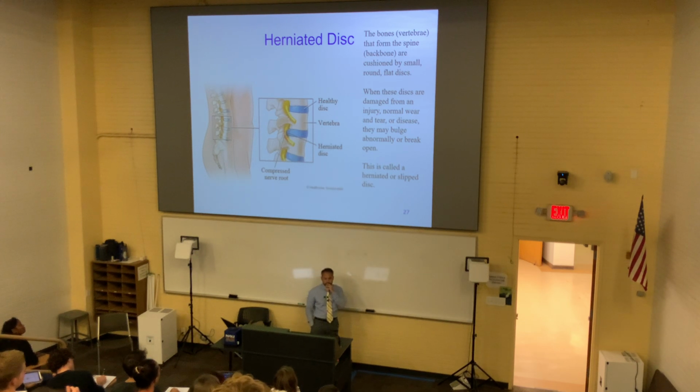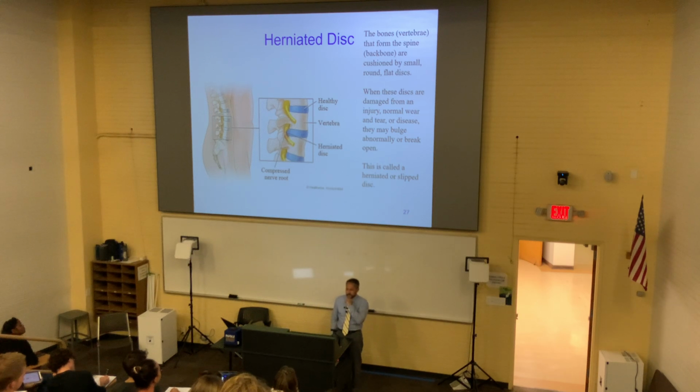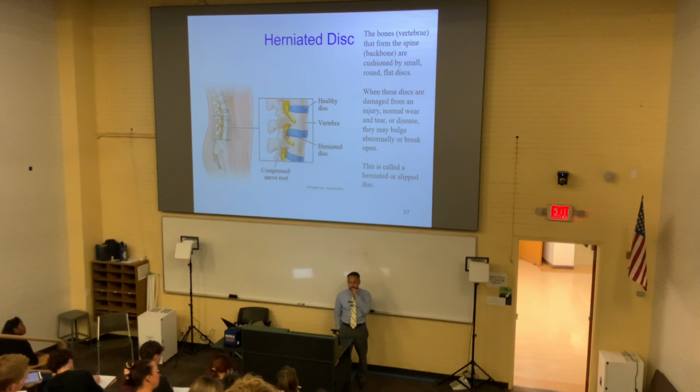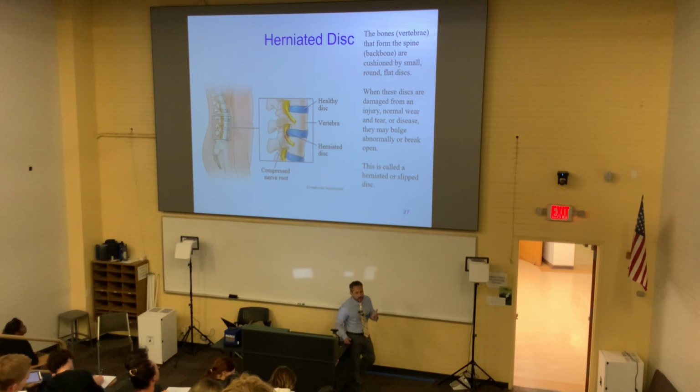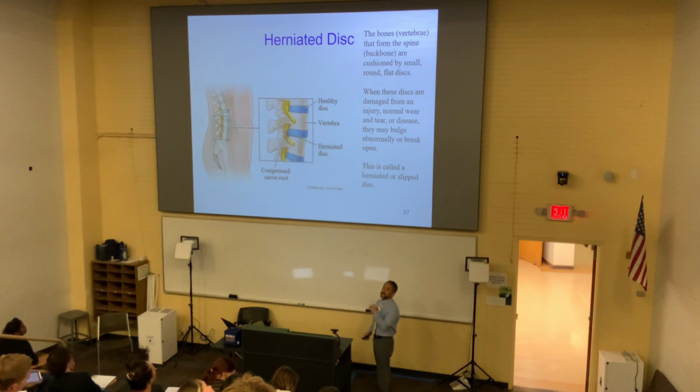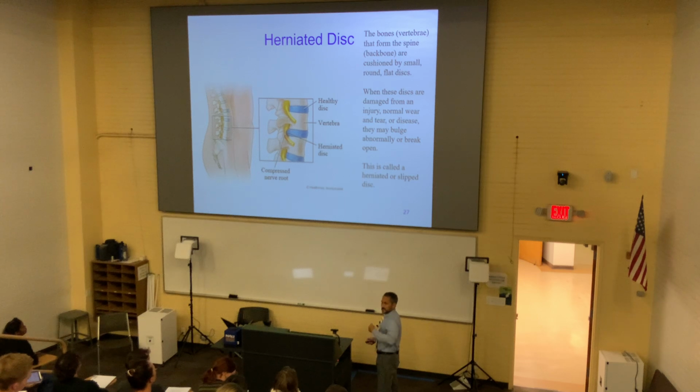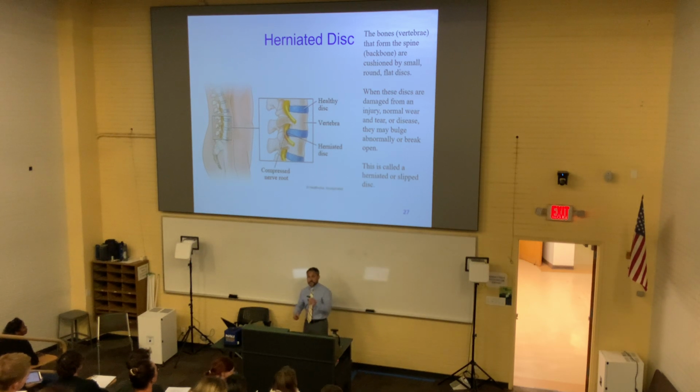So what is this? Well, you can see here that we've got healthy discs, spacing in between vertebral bones. And you've got one that's labeled here as a herniated disc, and it's putting pressure on one of the nerve roots that's coming out of the spinal cord. So this compressed nerve root is because this disc is traumatized. This is called a herniated or a slip disc. It could be a ruptured disc if it actually completely comes out of this capsule.